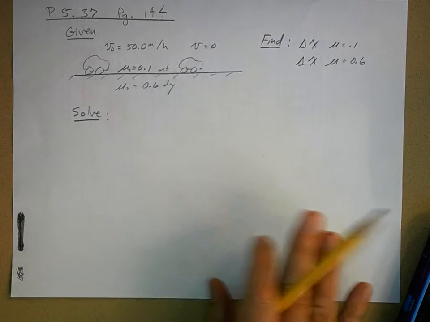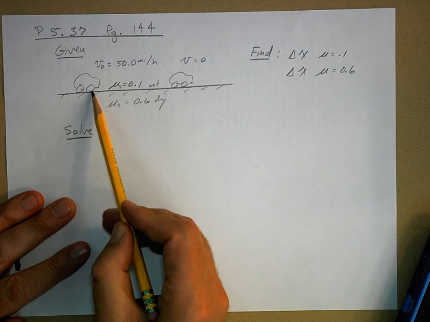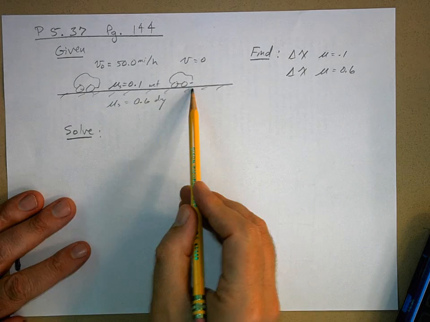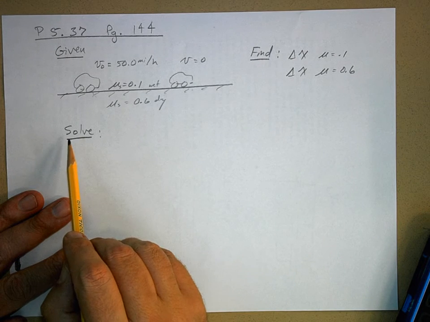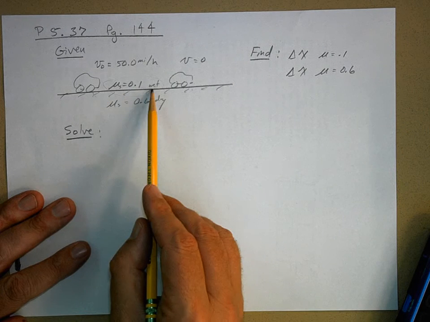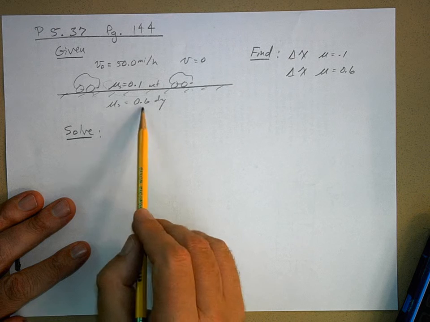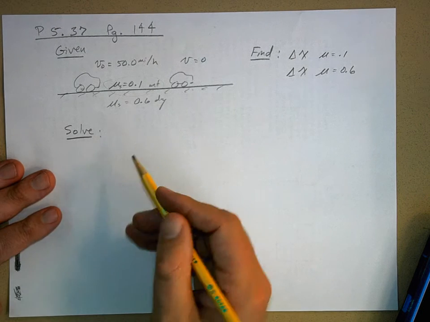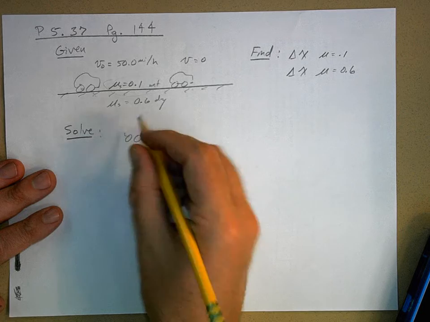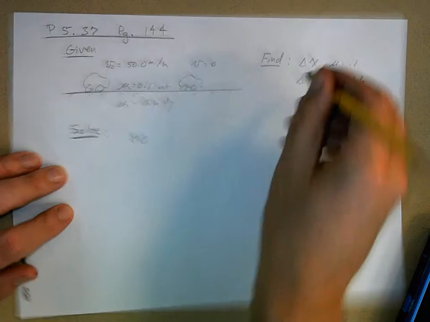Okay. So here, I've drawn it out: our initial velocity of the car is 50 miles per hour. We're going to stop. How far does it take us to stop? Given, when the street is wet, the coefficient is only 0.1, and when it's dry, the coefficient of friction is 0.6. So let's draw a free body diagram of the car. Well, actually, let's start with what we're trying to find.